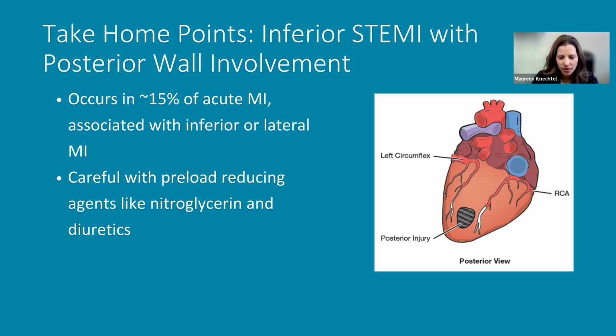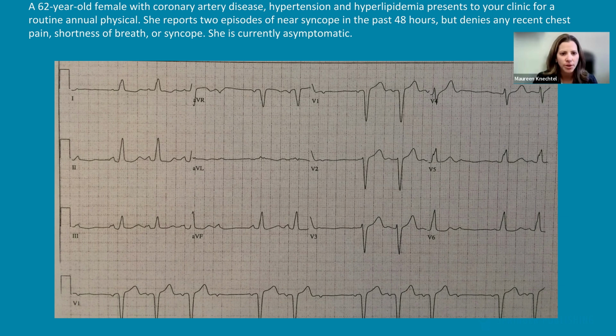Okay, let's go on to the next case. So we got a 62-year-old female with coronary disease, hypertension, hyperlipidemia, 2 episodes of near syncope in the past 48 hours, no recent chest pain, shortness of breath. So she's not actually passing out, no syncope, but feeling like she's going to pass out. Sitting in your office, currently asymptomatic. This is her EKG.